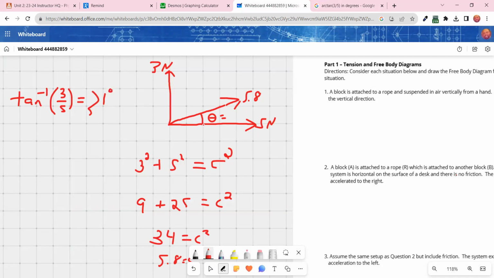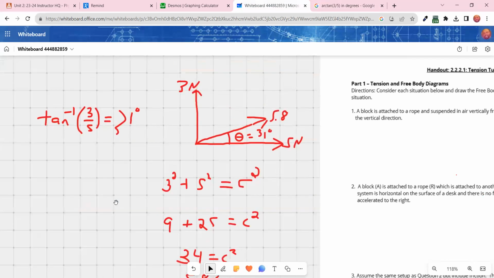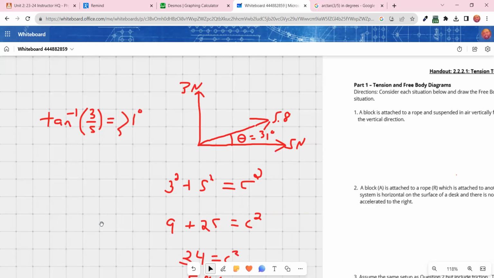So when I add this guy and this guy, that is a 31-degree angle, 5.8 newtons. So when the numerator is lower than the denominator, then it's below, and when the numerator is greater than the denominator, it's above. Correct. But the better way of thinking about it is when the y is greater than the x, the angle is closer to the y. When the x is greater than the y, the angle is closer to the x. Got it?